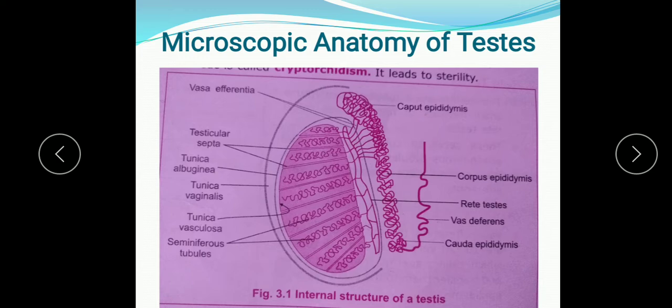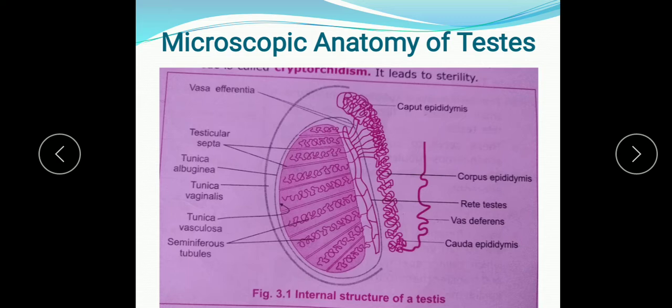The testes are the primary male reproductive organs in the human, where the spermatozoa or sperms and the male sex hormone, that is testosterone, are produced. These are held in a pouch-like structure known as the scrotum, that you have studied in 10th class already, and they remain suspended from the lower abdomen.